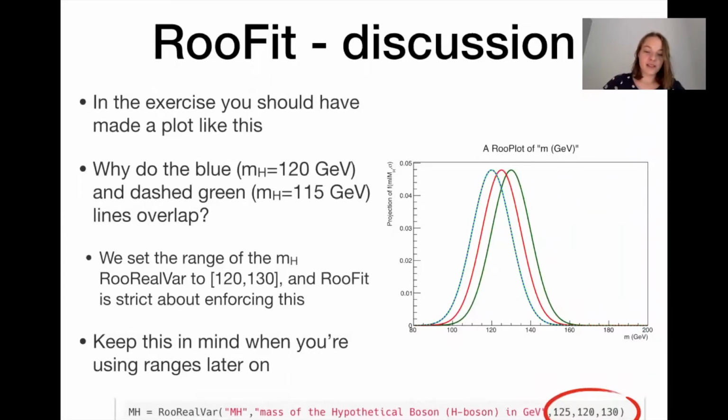And the reason for this is that RooFit is very strict about enforcing ranges that we set on parameters. So as you can see on the bottom here, we've taken the example command that was put into the tutorial. We set a range of 120 to 130 GeV for our RooRealVar MH. This means that when we try to set MH to 115 GeV, RooFit simply took the nearest bound, which was 120 GeV, because we'd asked it to use this range of 120 to 130 GeV. And the reason we're pointing this out is that this is something that will always be important later on when you're using ranges, so keep it in mind.